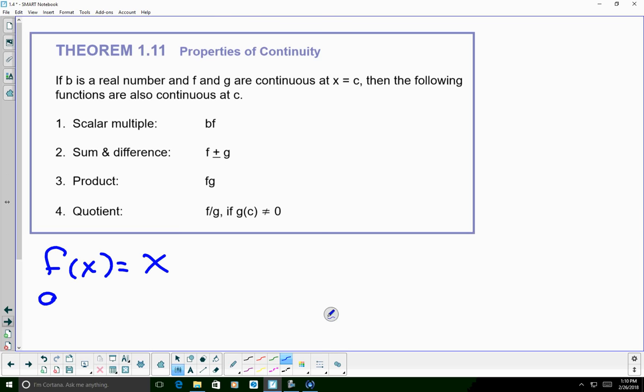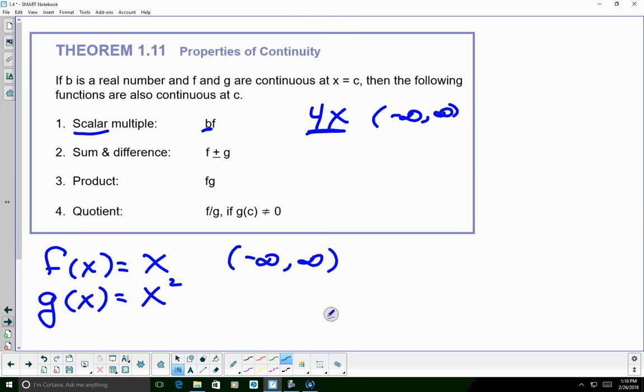And we're going to make g of x a simple function of, let's say, x squared. So if I have f of x, and f of x is a straight line, it has no breaks, it's continuous on all real numbers from negative infinity to infinity. If I take this f of x and I multiply it by a scalar, in other words, I now create a function that's 4 times x, I just made v equal to 4. That is going to be continuous from negative infinity to infinity, because this was continuous from negative infinity to infinity.